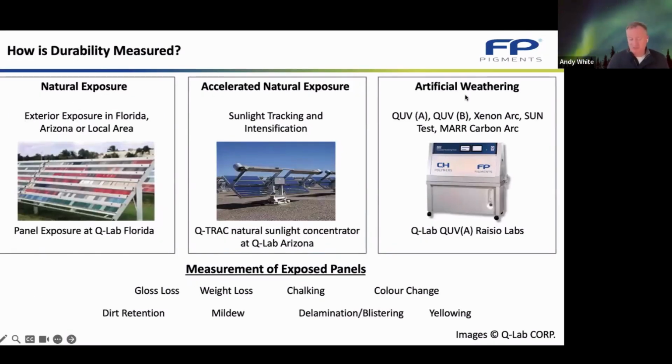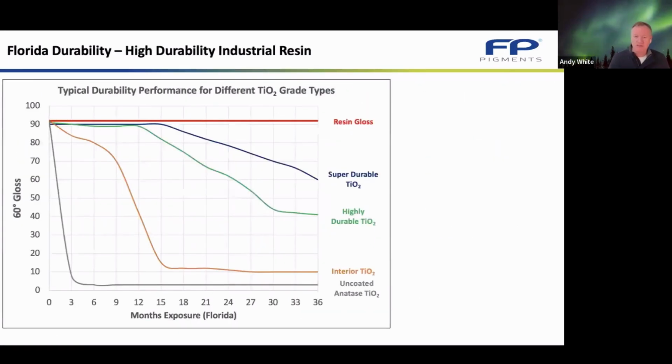There are different ways of measuring exposure. I'm sure you're all aware of that. But the thing I wanted to get to quickly is the different types of TiO2. You remember I talked to you about the surface treatments and how some of them can give you super durable, some have zirconia for highly durable, some have TiO2 that might be uncoated, and then the normal alumina treated multipurpose TiO2. These are durability performance.